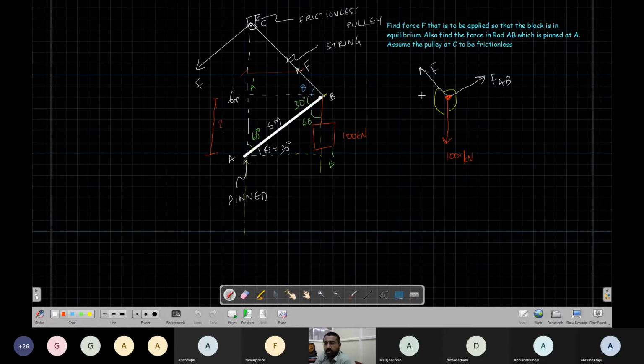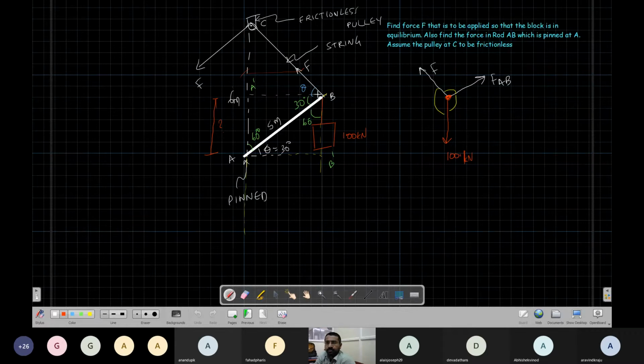Now how do you solve this? It is fairly straightforward. The procedure is very simple. You have to get the forces like this. What are the directions of the forces? You know one force. Can you find the other forces? That's all. So let's see what these forces will be.